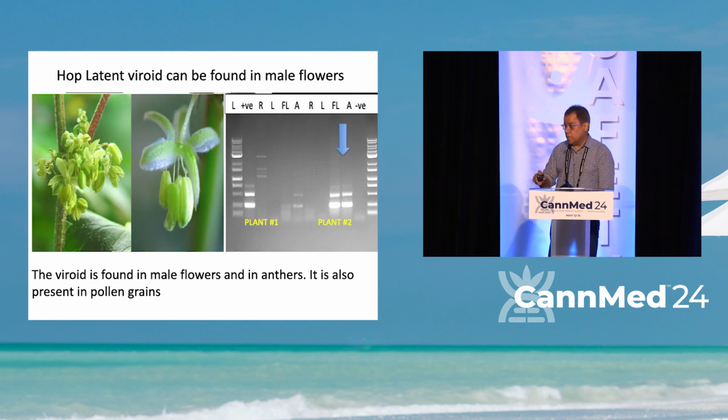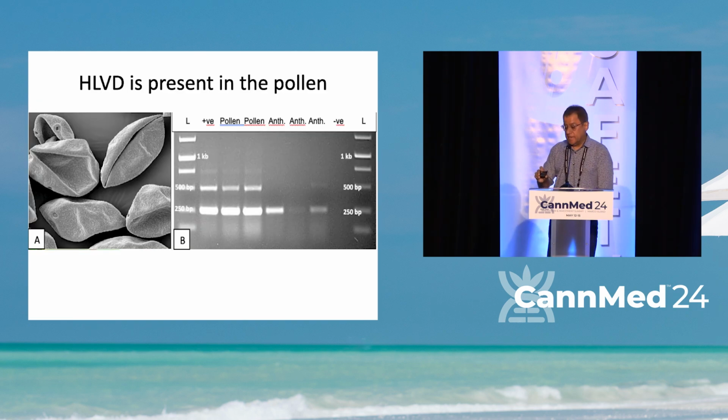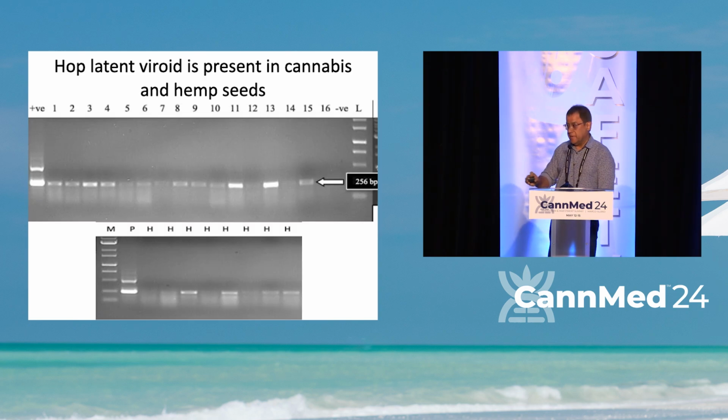Okay, so the viroid does move into male flowers. If you induce male flowering in cannabis plants, you will see the presence of the bands, not just in the male flowers, but also in the anthers. So it does move into male flowers. It's also present in the pollen. These are pollen grains. Here's the presence of the viroid in pollen grains, in anthers, as well as the actual pollen itself. And of course, if it's there, it's going to be in the seed.